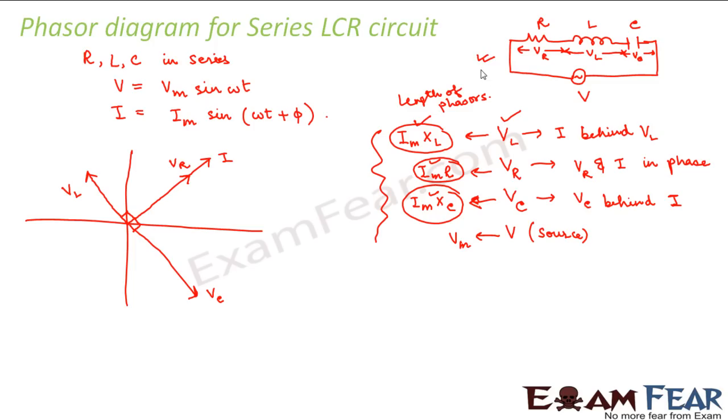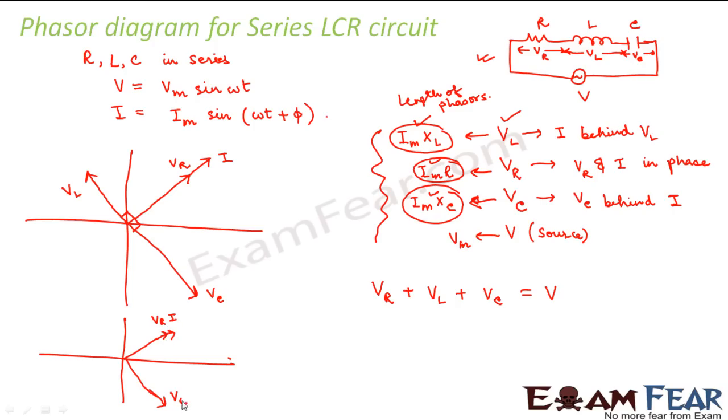Now, if you look at the circuit diagram, what do you see? You see that the voltage across resistance plus the voltage across inductor plus the voltage across capacitor is equal to V, the source voltage, right? That is what we can see from the circuit. Now, with the help of this, we will try to simplify the phasor diagram. So how do we do that? Instead of displaying VL and VC opposite to each other, we can substitute it like this. Let us suppose this is I, this is VR, this is VC.